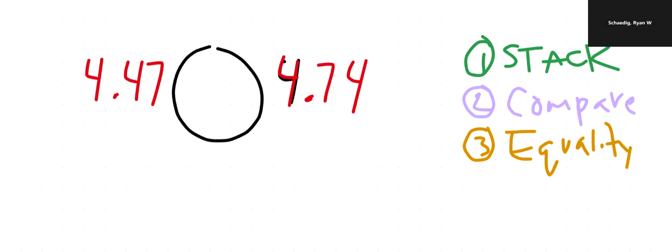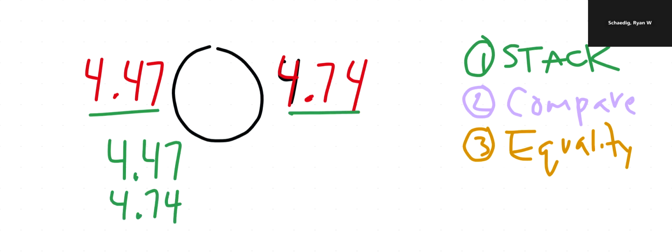So let's go ahead and do step 1, which is stack. I'm going to take this decimal here, 4 and 47 hundredths, and I'm going to stack it with this one, which is 4 and 74 hundredths. Okay, again, everything's stacked up. Ones are stacked with ones, the decimals are lined up, the tenths are stacked with the tenths, and the hundredths are stacked with the hundredths. Now we go ahead and do the compare component.